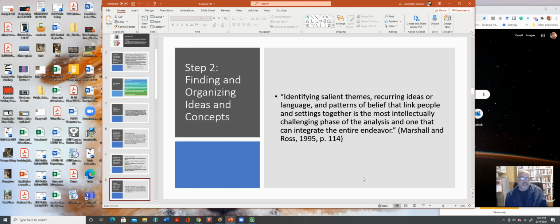Step two is finding and organizing your data, organizing your ideas and concepts. Identify some salient terms, recurring ideas, language, patterns of belief that link people and settings together in the most intellectually challenging phase of the analysis. This is from Marshall and Rossman, who wrote this, and I thought it was an interesting quote. I've carried this quote for the past 10 years because I think it's one of the most important things to think about when you're organizing your ideas.